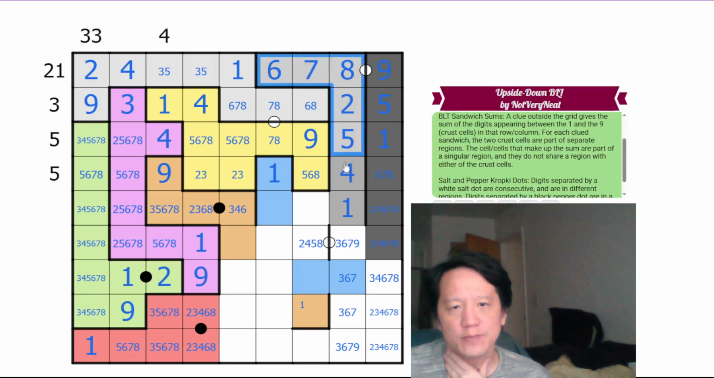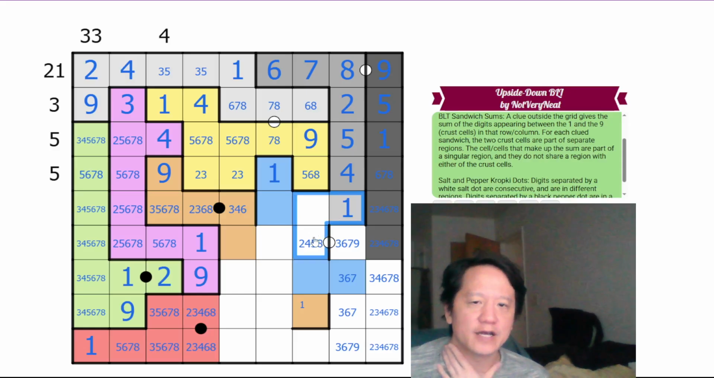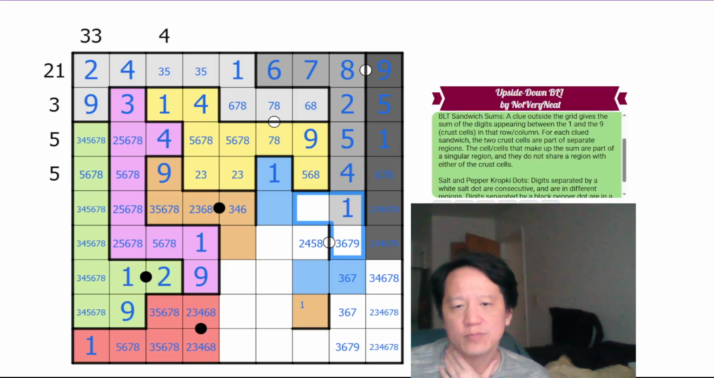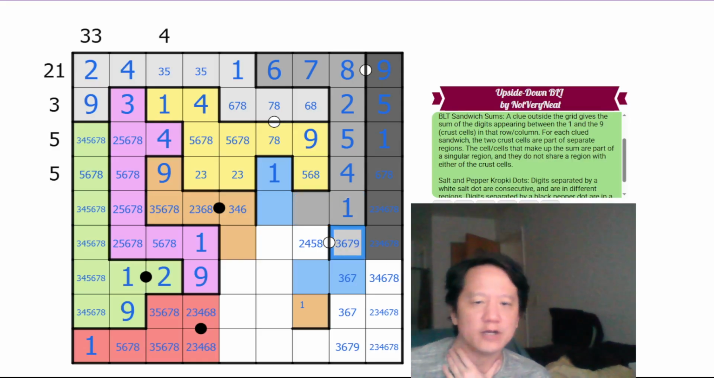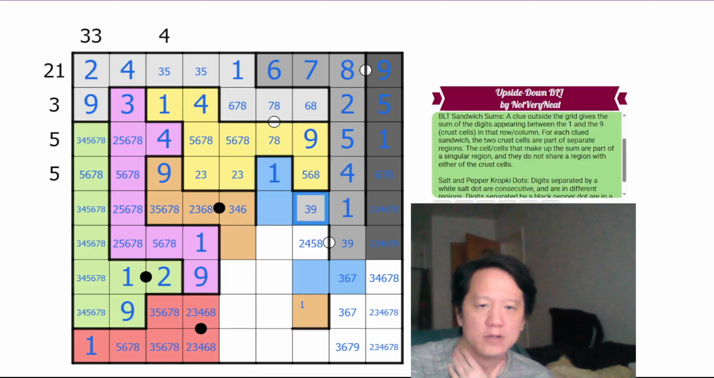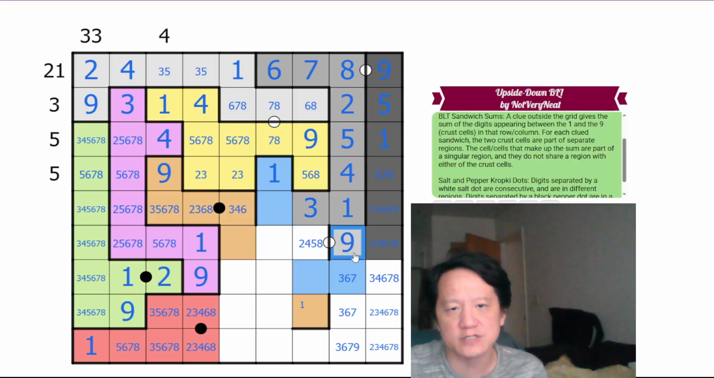Therefore, gray cannot go here, then I could go here, then here, but it needs access to 3 and 9. So it can't go that way. It has to be these two. So this must be a 3, 9 pair. This can't be 9 because of 9 in the column. So this is 3. That's 9.